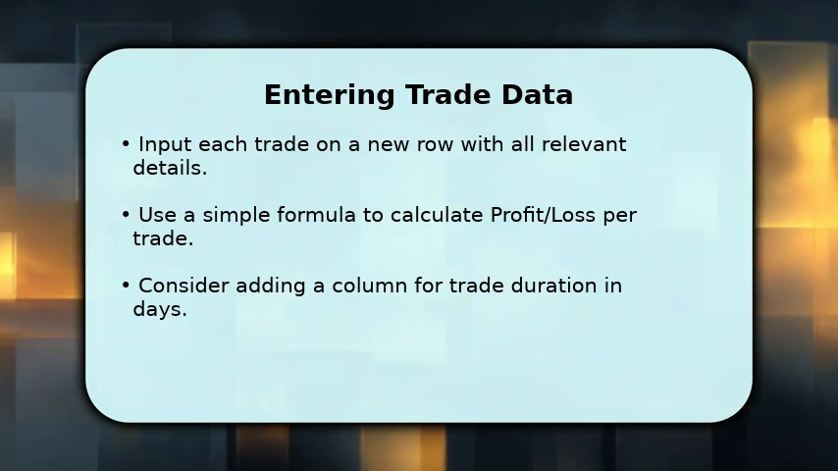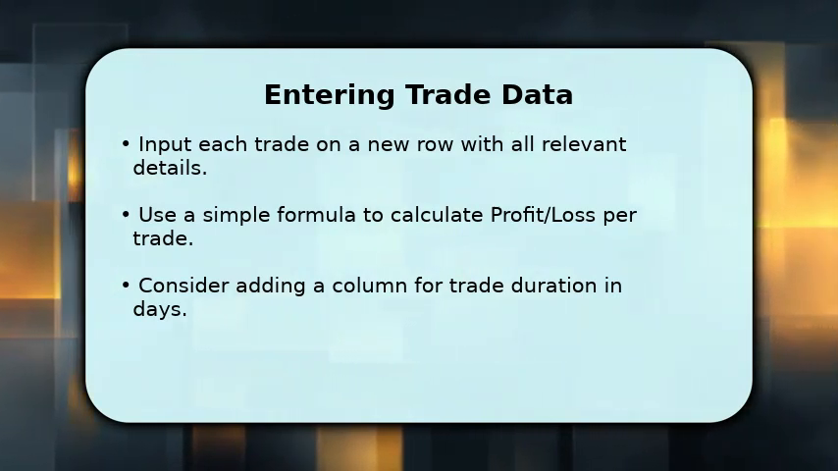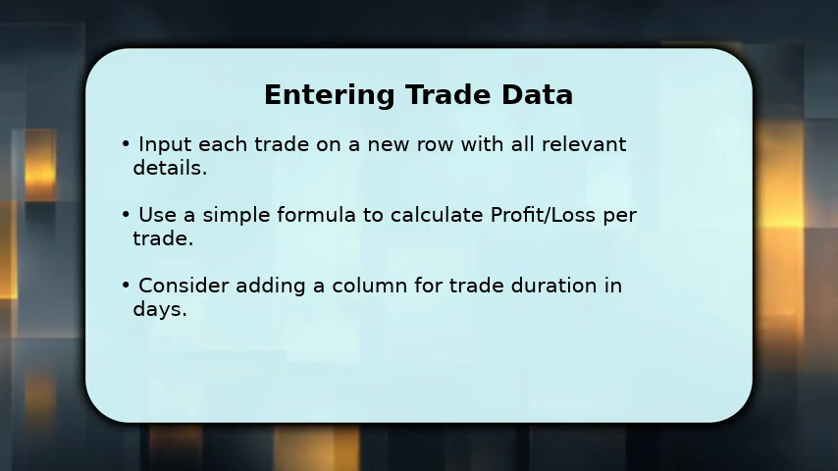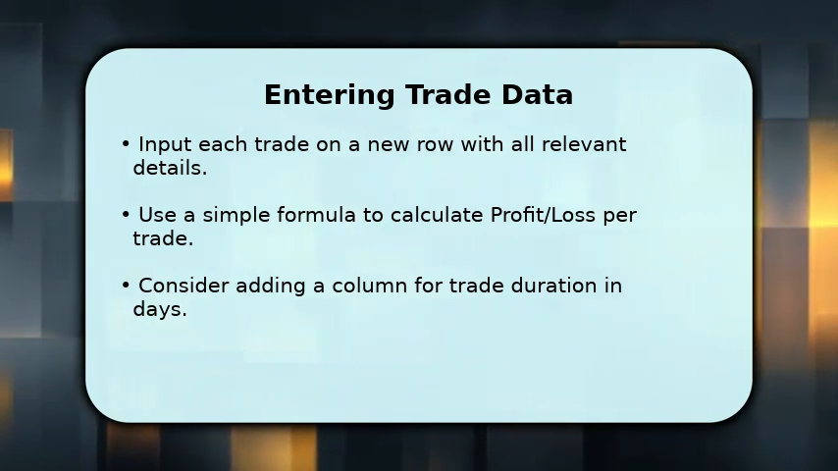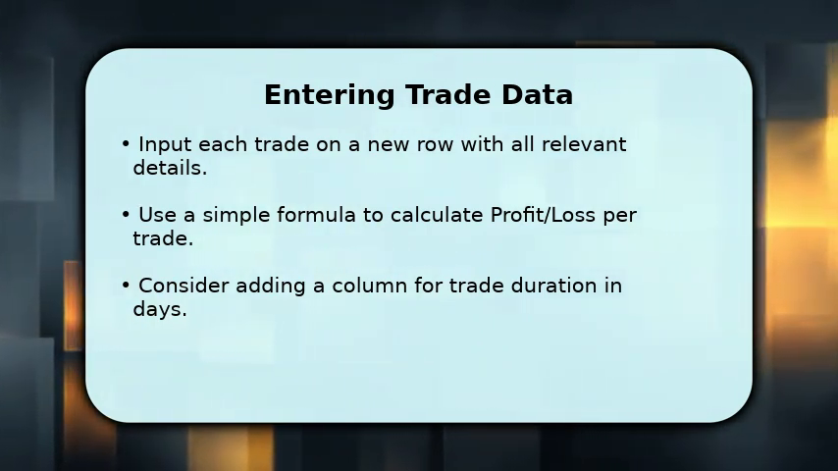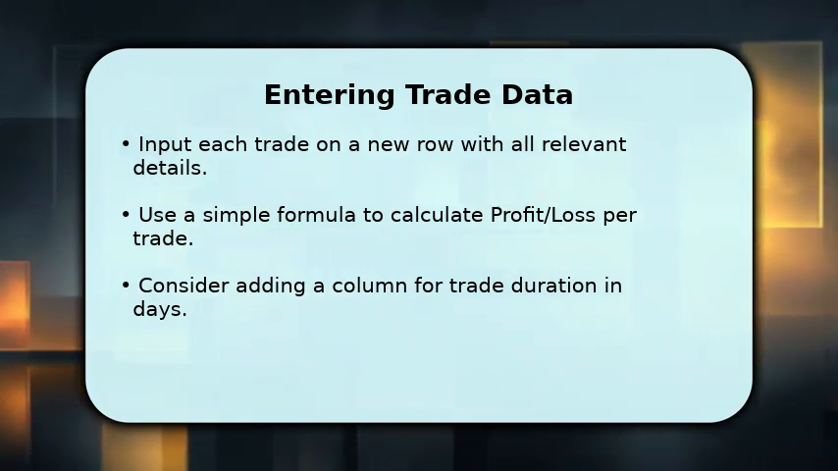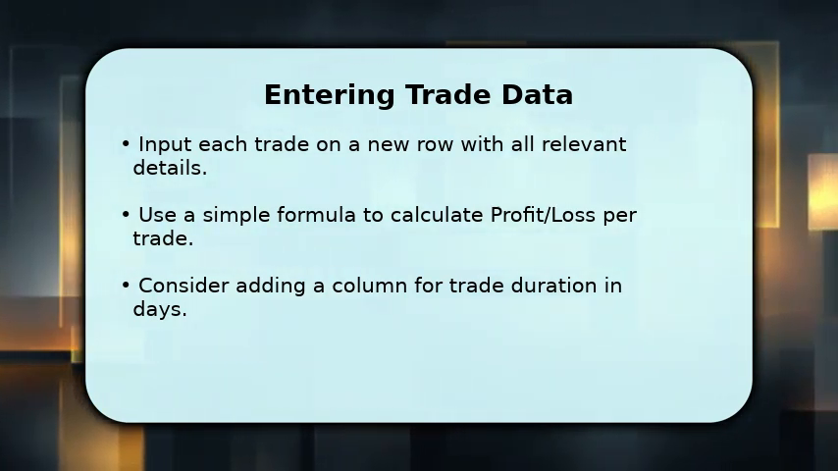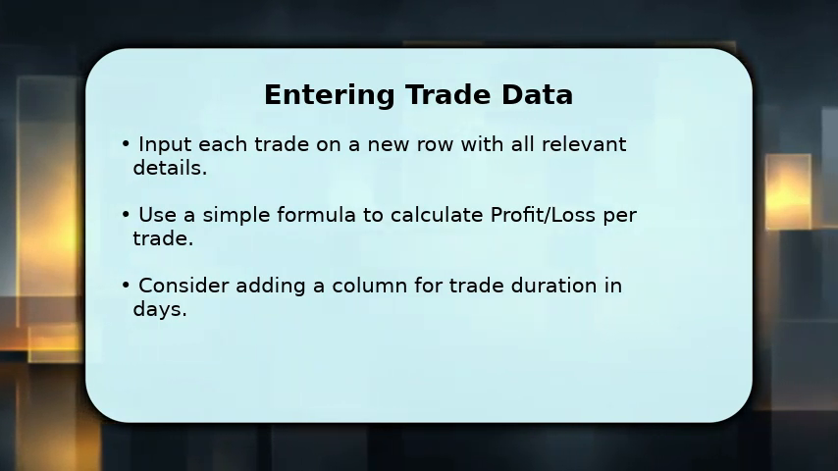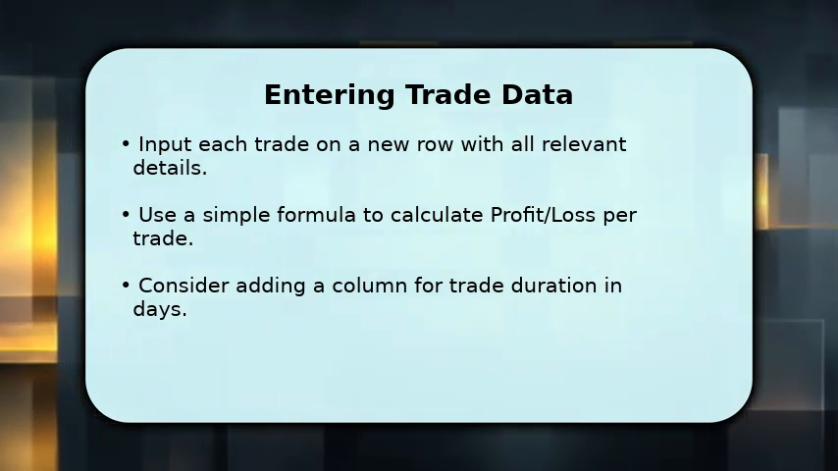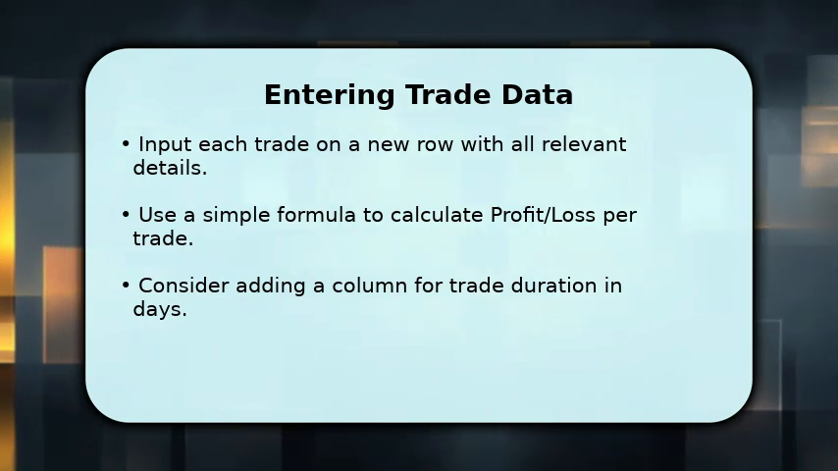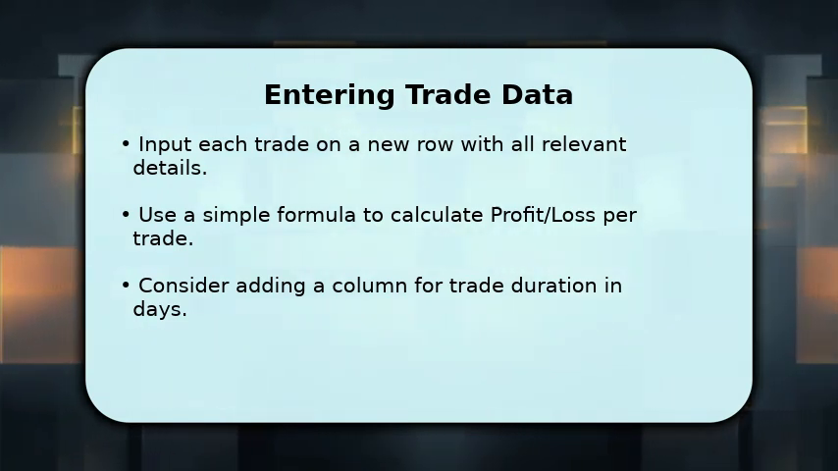Once your columns are set, enter each individual trade on a new row. Be sure to fill in all the details for every trade you make. For your profit or loss column, use a simple formula like exit price minus entry price, multiplied by quantity. This automates your calculations. You might also want a column to track how many days each trade lasts.